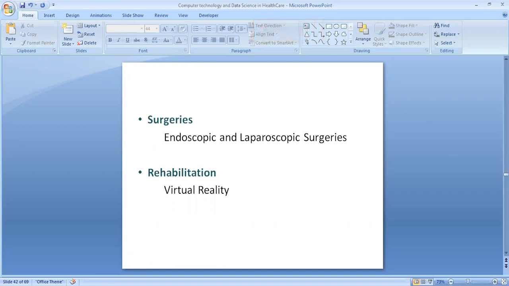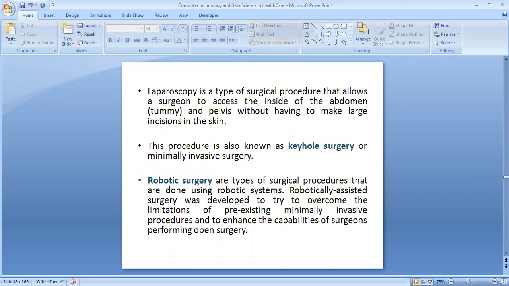We go in for either looking up the natural openings that are available. If it is feasible for you to reach the target location, you can do the endoscopic surgeries, or you have to intentionally make a hole near the target area and continue with the surgery, which comes under laparoscopic surgeries. And then the next major focus is rehabilitation, wherein I have taken virtual reality as an important topic of focus. Okay, moving on to the surgeries.